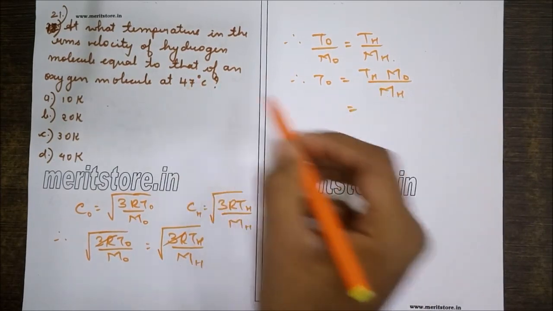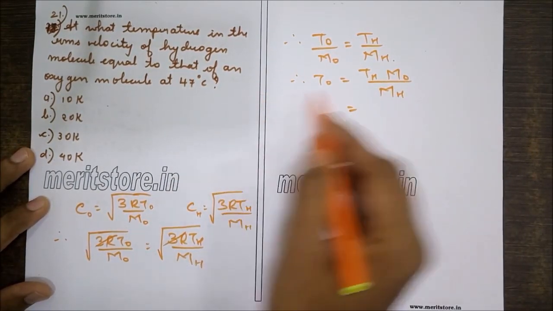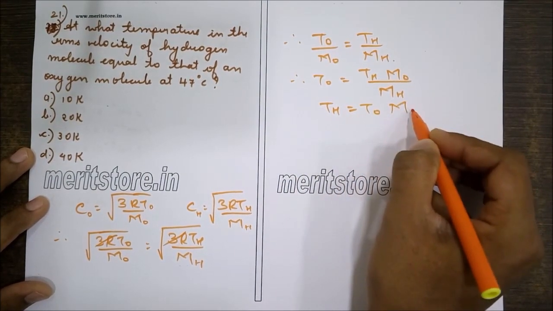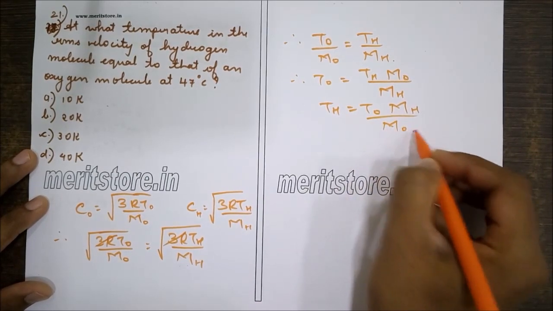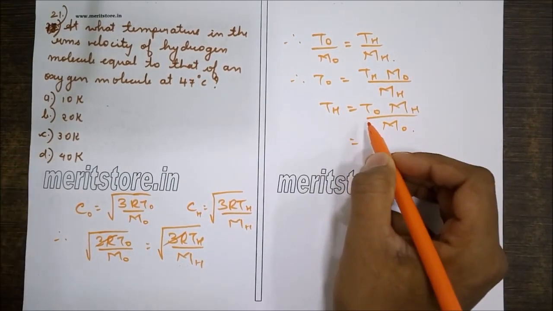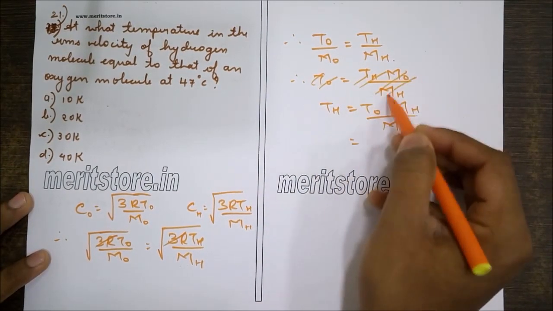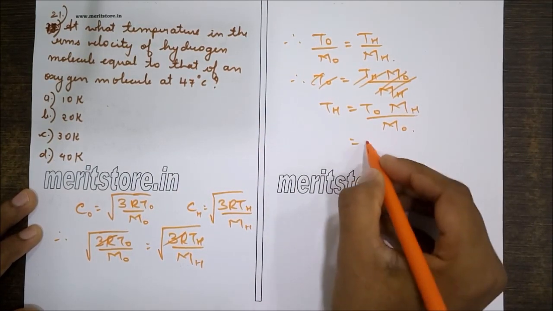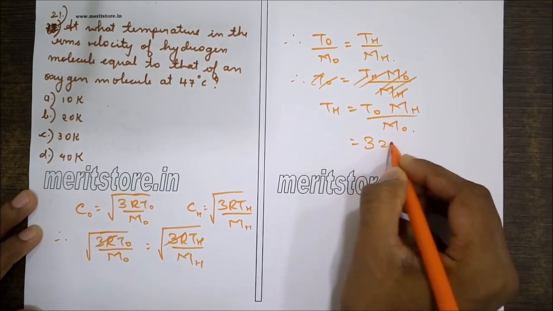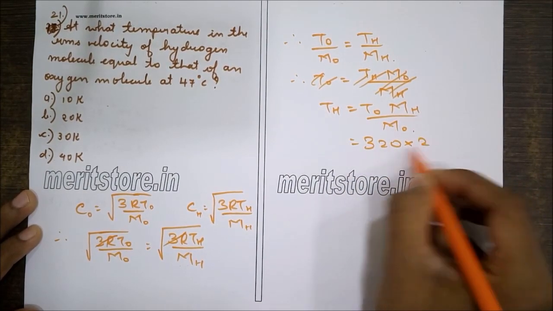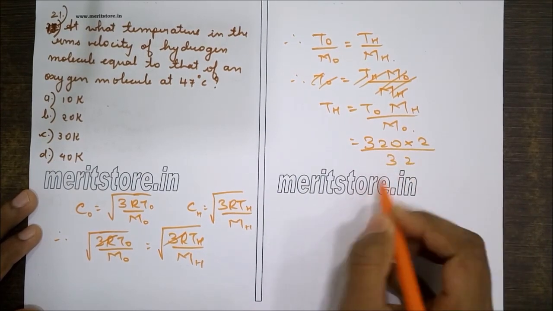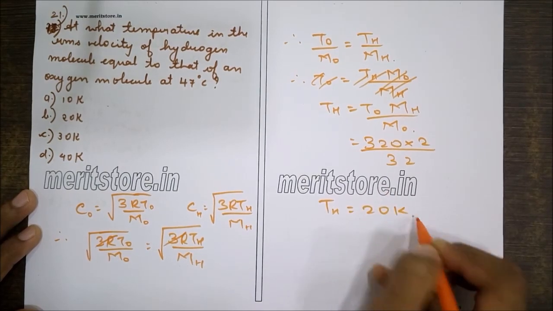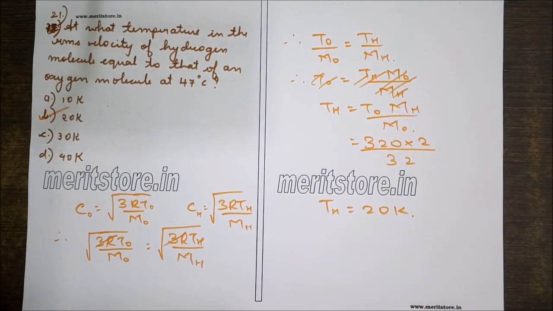We need to find out the T of hydrogen, pardon me. So T of hydrogen would be T of oxygen times mass of hydrogen upon molecular mass of oxygen. Now temperature for oxygen is given as 47 degrees Celsius. So to convert it into Kelvin, we get it as 320 Kelvin times molecular mass of hydrogen, which is 2, and molecular mass of oxygen is 32. So on solving this, we get the value as 20 Kelvin. Hence option B is the correct answer.